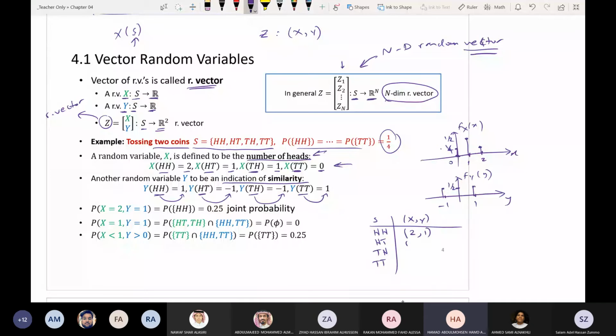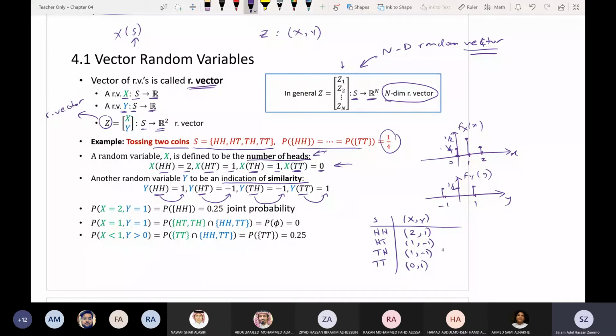X will be 1 and Y will be -1, because they are different. Tail, head: X will be 1 and Y will be -1. Same thing for tail, head. And for tail, tail we have 0 and 1. So in this case, this is the mapping of S to two random variables.